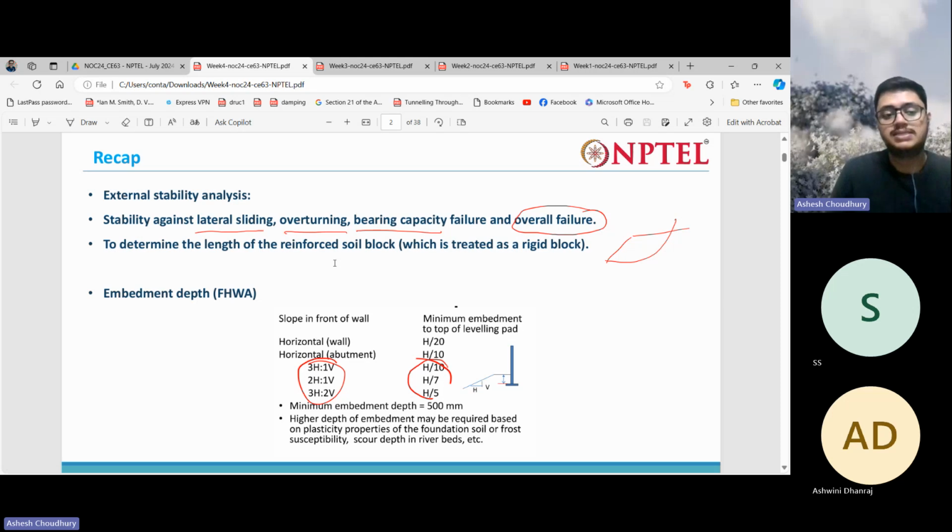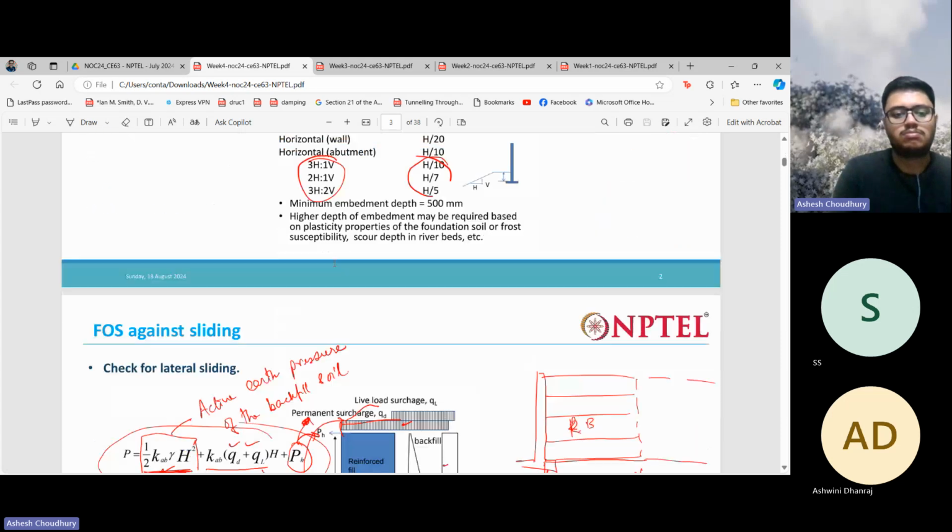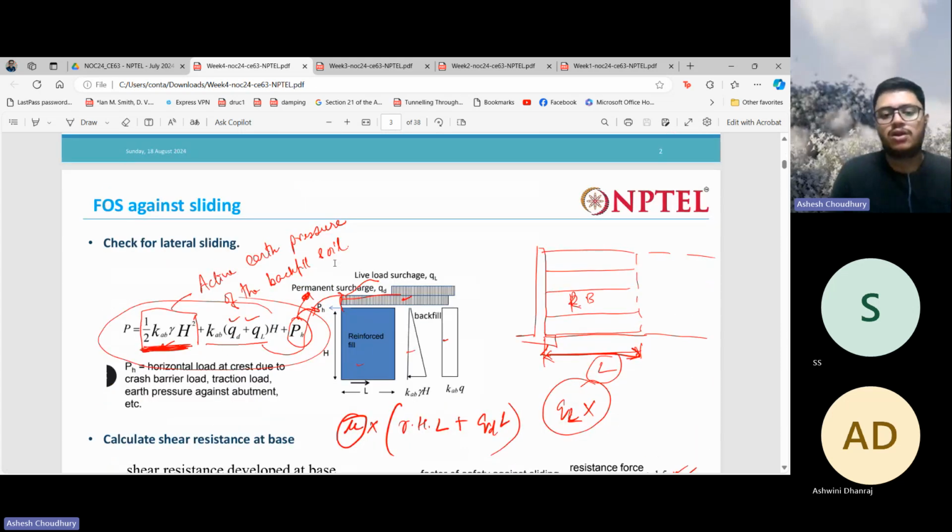So in this fourth week, we actually solved some problems regarding the stability calculations and all of that, right? We have external stability analysis, like lateral sliding, overturning, bearing capacity failure, and overall failure. So how to check for lateral sliding? We saw you need to consider all the lateral forces coming. What are the things that are contributing to the lateral force? One is the active earth pressure from the backfill soil.